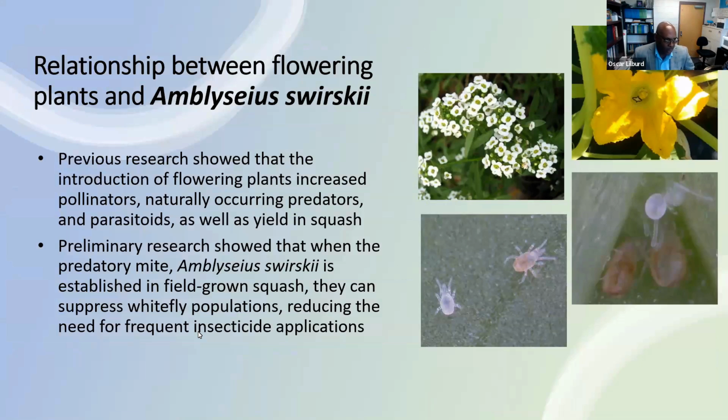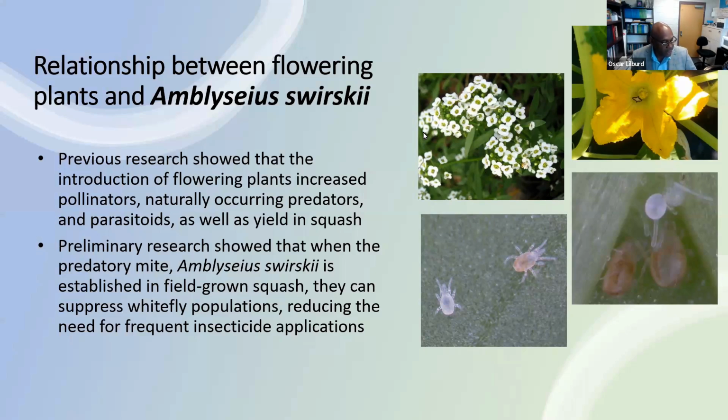One of the things that we wanted to do is to look at the possibility of using Amblyseius swirskii to reduce the whitefly pressure. We wanted to find out if this predator could prevent some of this virus transmission. But in order to ensure that the predators would be in the field, we decided to use sweet alyssum, which is the white flower you see there in the background.